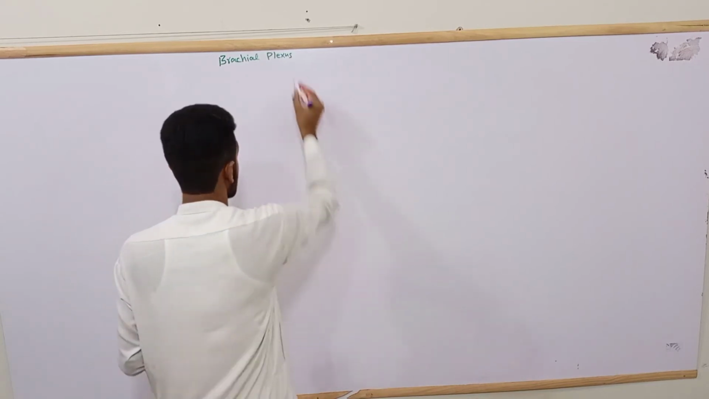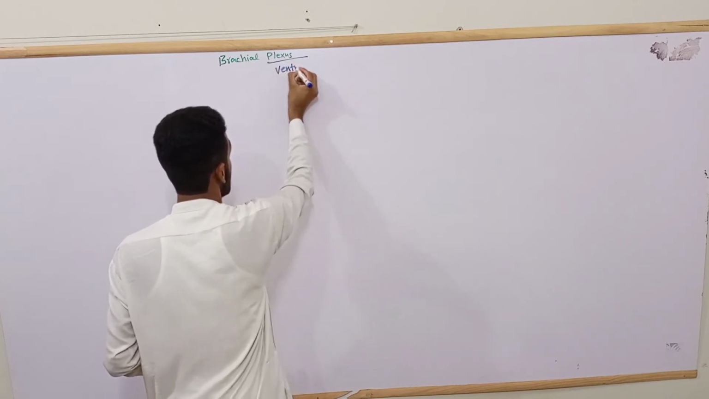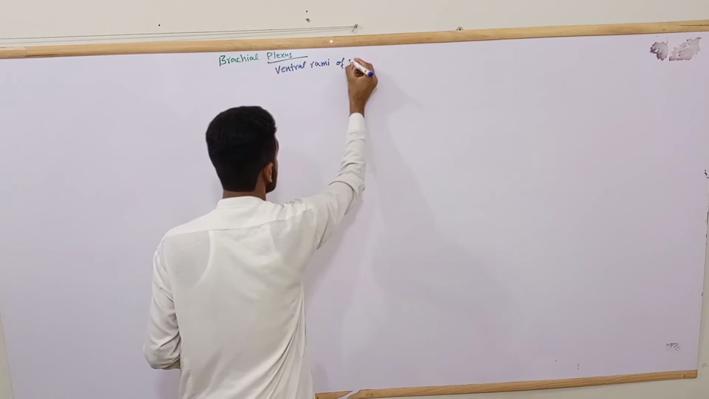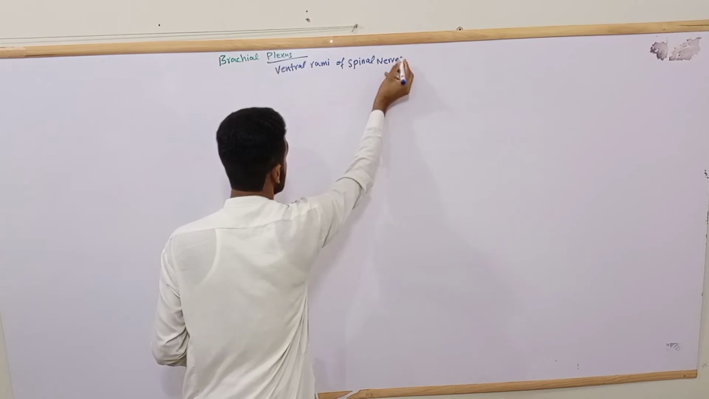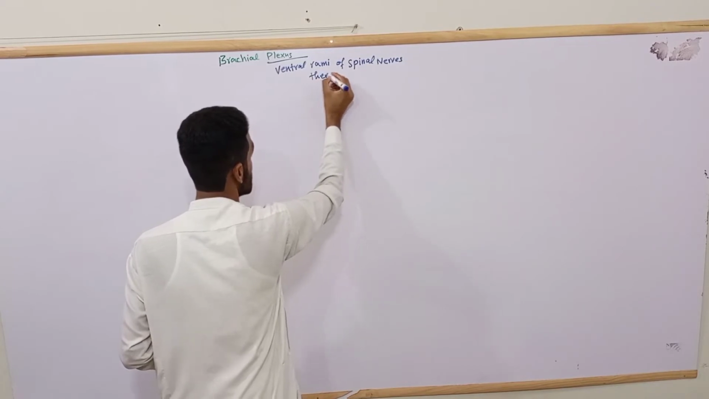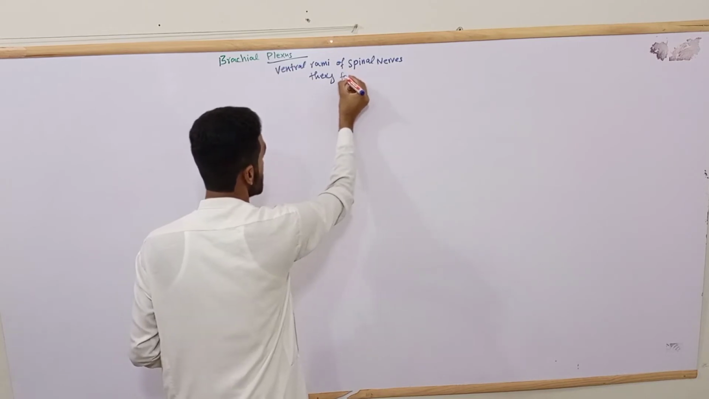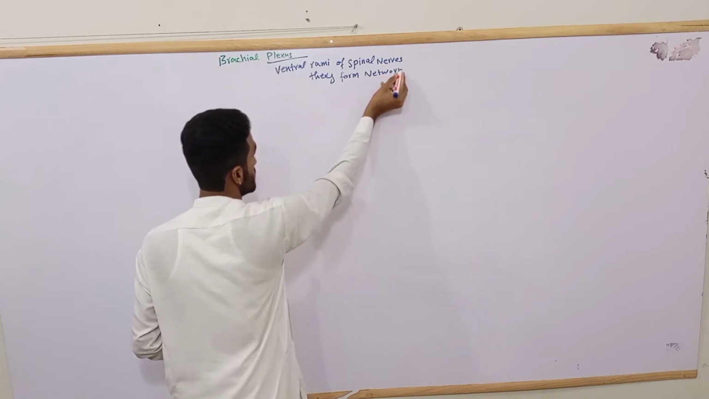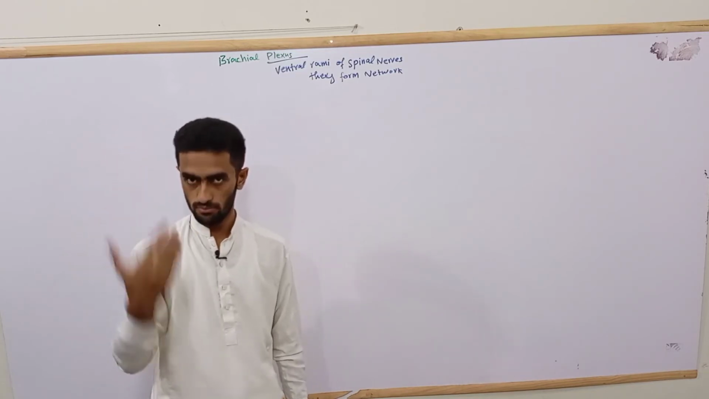So a plexus is formed by the ventral rami of spinal nerves. When the ventral rami of spinal nerves form a network, that network is actually your brachial plexus.